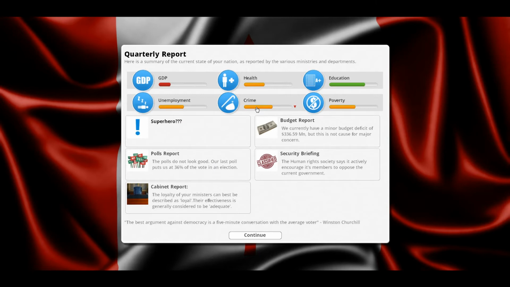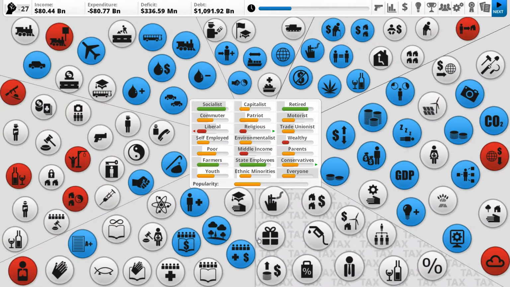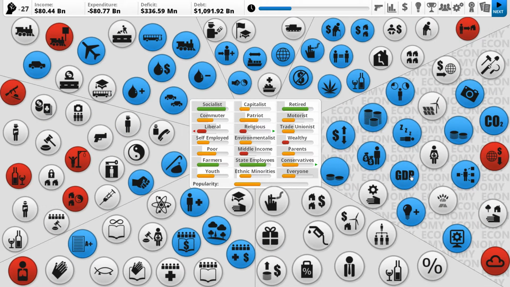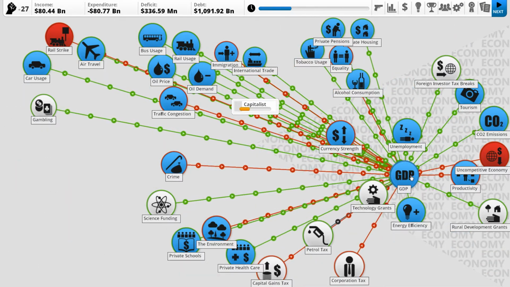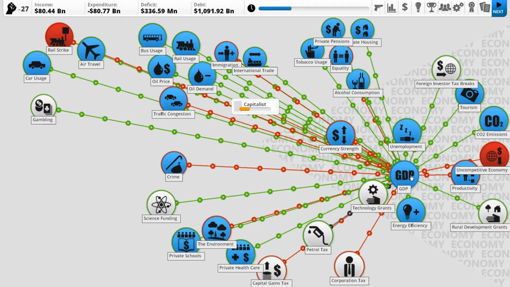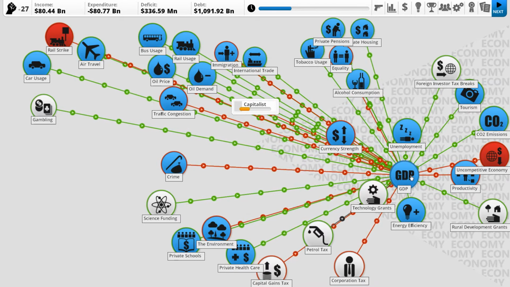So crime's down thanks to that. And our crime's not in the red anymore. We could maybe start working on our GDP somewhat. Let's have a look at it. GDP. What affects you? All the green lines mean that it's raising it. All the red lines mean that it's lowering it. And that's true for anything.